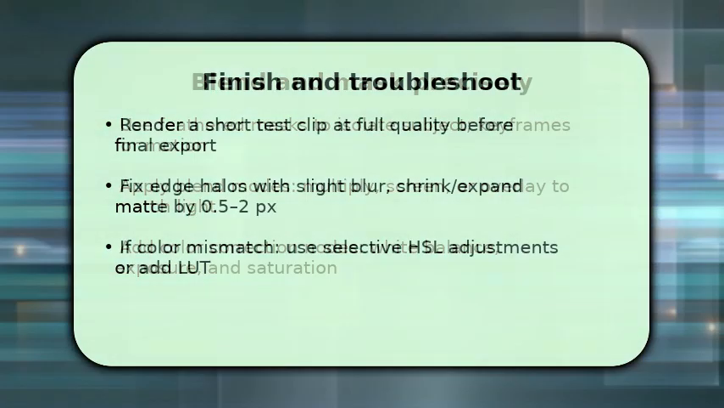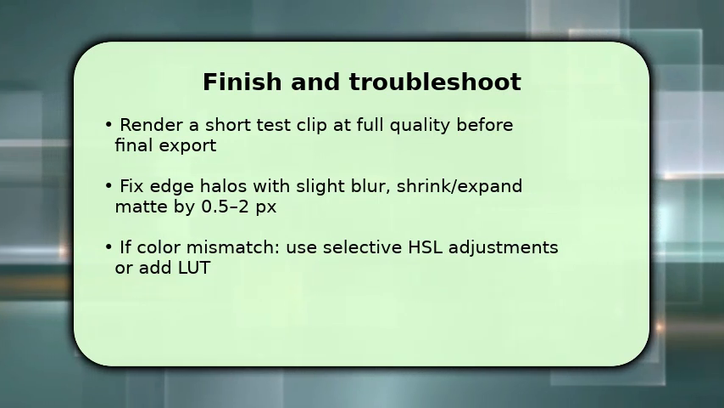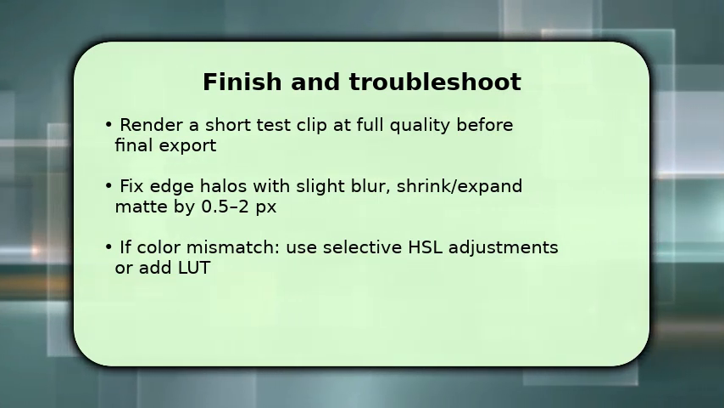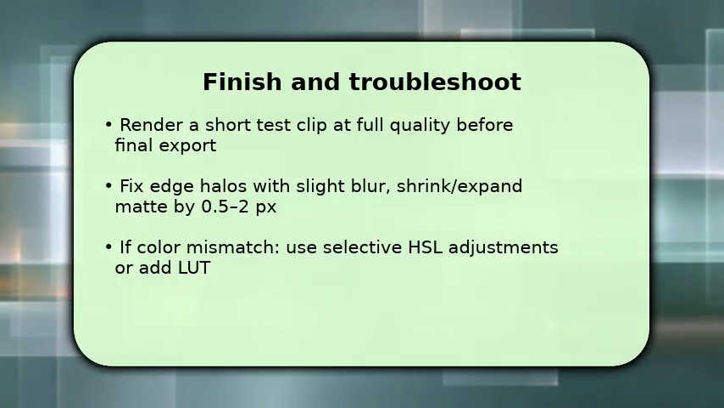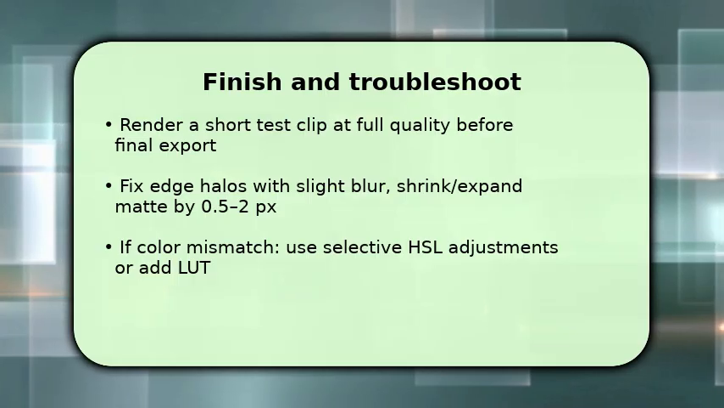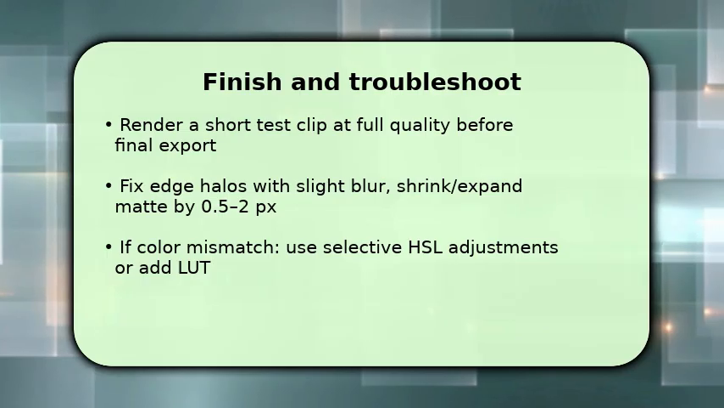To finish, render a short test clip at final resolution and watch for seams, jitter, or visible halos. If edges flicker, tighten the mask or apply a tiny matte shrink. If halos persist, add 0.52px feather or slight blur to the edge. Once done, stabilize and recheck motion-tracked masks.